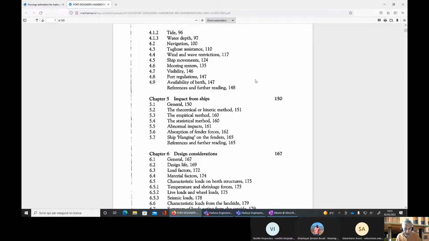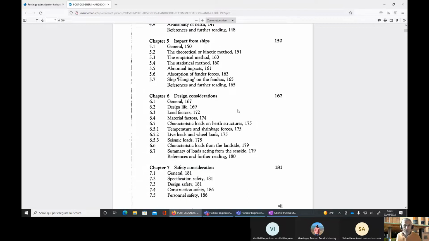We don't discuss these. And the reason why we don't discuss this is that it is also discussed in other subjects. The impacts of ships against berths are similar to the impacts of cars against road infrastructures. So I don't think we really need to focus on this, but just beware that this is another forcing that we don't discuss, but it's still important.